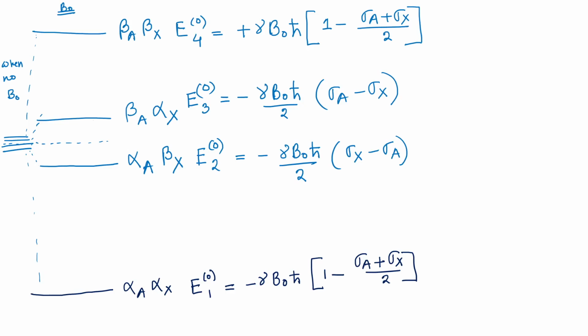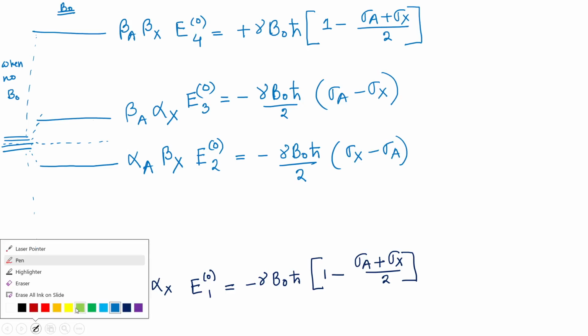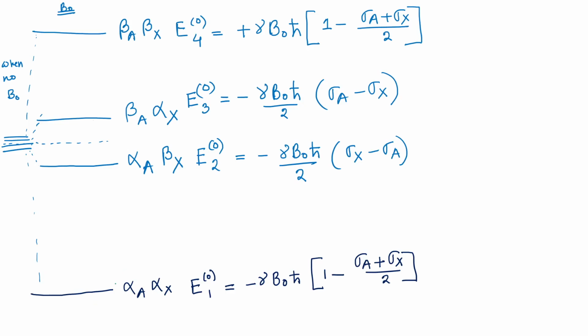We will get some transmittance, and that can be converted into absorbance, right? And some peaks are going to come where this energy has been absorbed. So now tell me, what transition can be possible here? Alpha A alpha x to alpha A beta x is possible, or alpha A alpha x to beta A alpha x is possible. Only a single spin flip is possible, so this is possible.